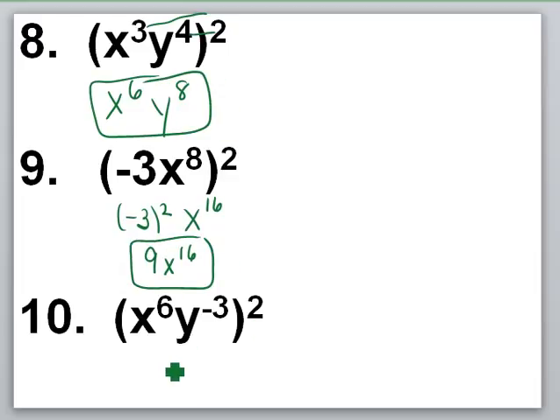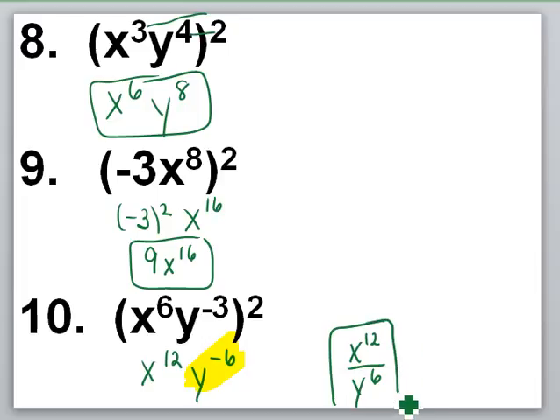On this example here, I have x to the 6 times 2 is 12, and then I have y to the negative 3 times 2, which is negative 6. This is the one that is not happy, so this is the one that needs spots. The x to the 12 is going to stay where it is, and the y to the 6 is going to move to the bottom of the fraction, so it becomes happy. And so my answer is x to the 12th over y to the 6th.